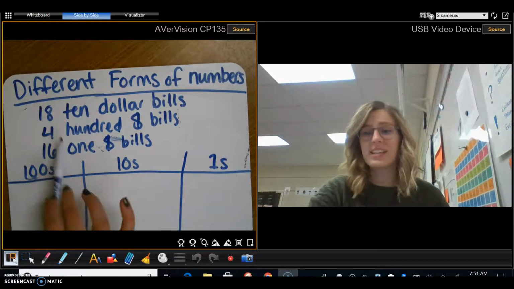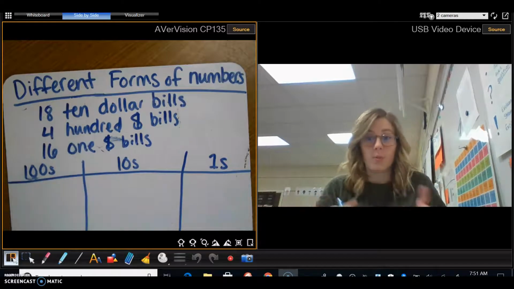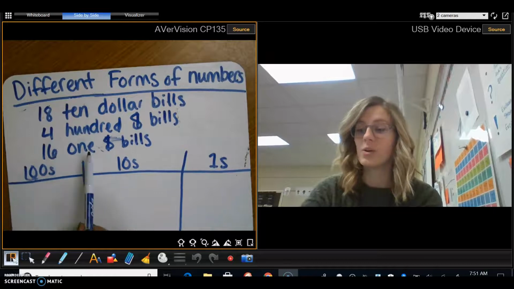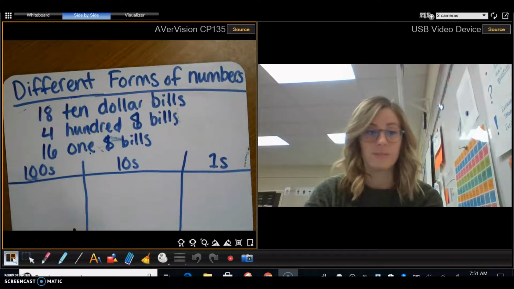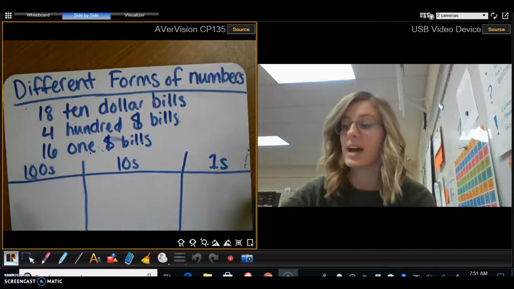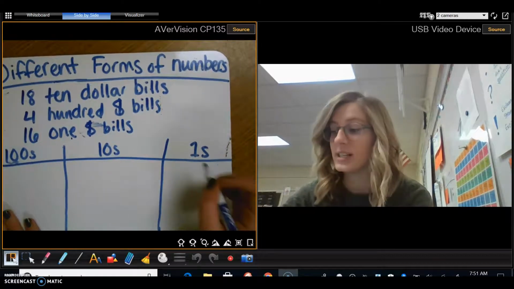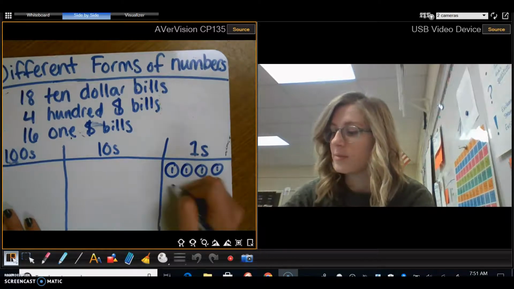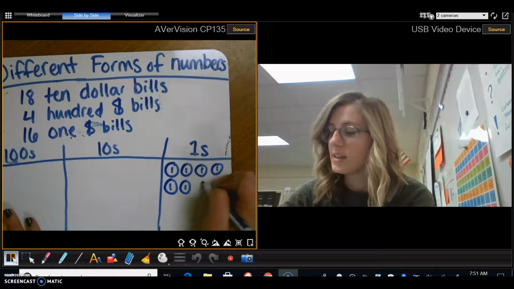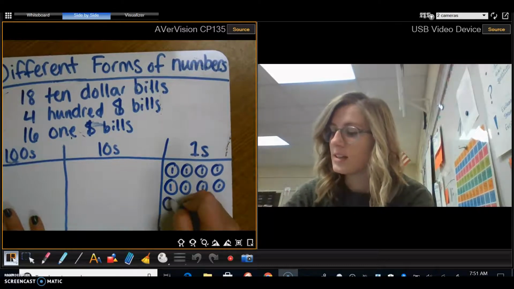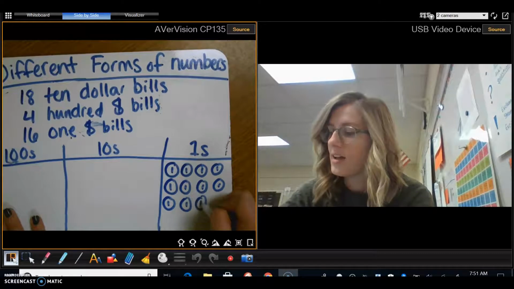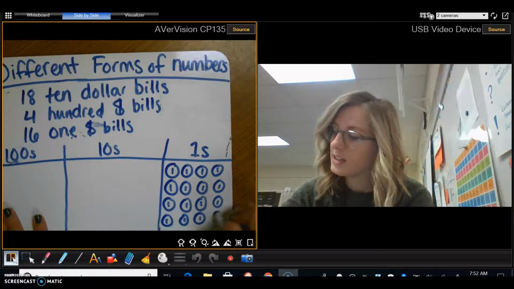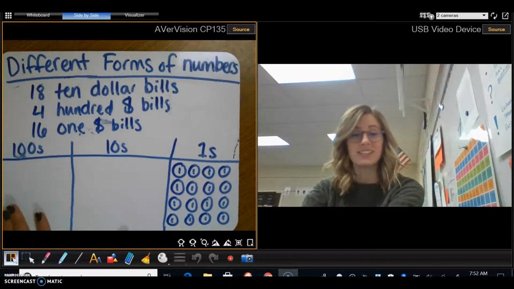Because they didn't give these numbers to us in our normal order, did they? So I need to look at the words. This says 16 $1 bills, okay? 16 $1 bills. So that means I need to draw 16 place value discs. Ready? 1, 2, 3, 4, 5, 6, 7, 8, 9, 10, 11, 12, 13, 14, 15, 16. Okay, so I have my 16 ones.